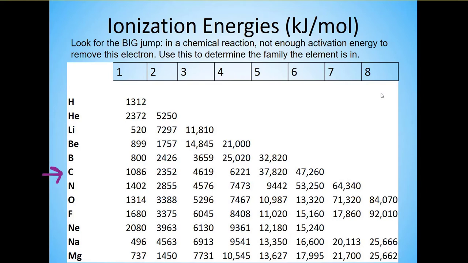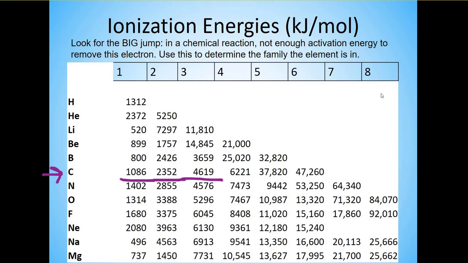Can you see where the big jump is? The jump between the valence electrons and those core electrons. So let's look at carbon and figure out what's going on. The first ionization energy, the first electron to take off, is about 1,000. Then the second one is about 2,000. And now we have a little jump here with about 4,600.